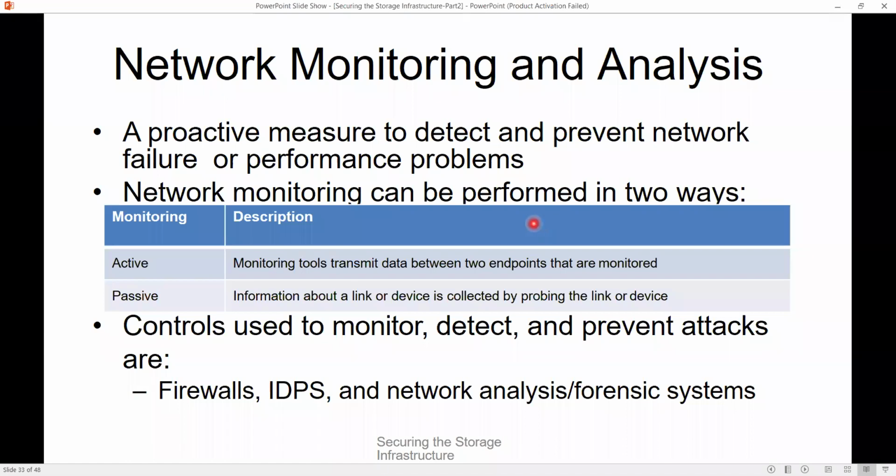Basically, in case of active, the data between the two endpoints is monitored, like from one host to another host. However, in case of passive, any device is monitored or any link is monitored in passive network monitoring analysis. So what are the controls here? Firewalls, IDPS, intrusion detection and prevention systems, and network analysis or forensic systems.